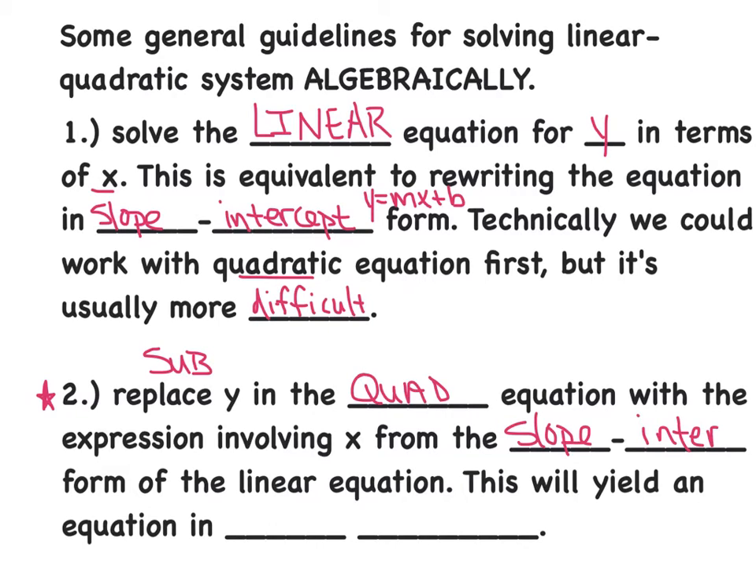Now, that might sound pretty complicated, but we'll repeat it a few times in the next couple of examples, and you'll see exactly what we mean by replacing the y in the quadratic equation with the expression involving x from the slope-intercept form. This will yield an equation in one variable. Okay? We want to work our way from two variables to just one variable.